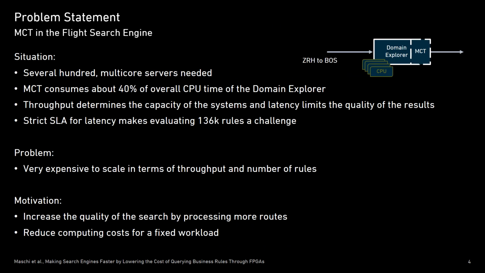To understand the magnitude of the problem, here are some key figures. There are more than 130,000 rules, and the MCT component consumes about 40% of the CPU time. The current throughput is in the order of a million queries per second. The problem is that it's very expensive to scale in terms of throughput and number of rules.